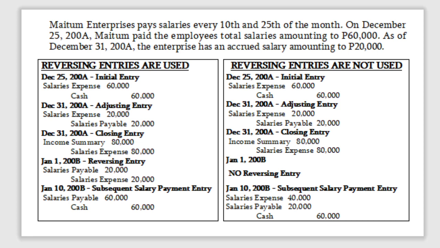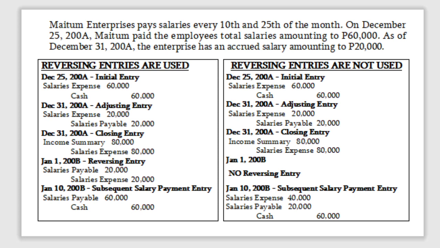So, Maitum Enterprises pays salaries every 10th and 25th of the month. December 25, 2008, Maitum pay the employees total salaries of 60,000. As of December 31, the enterprise has an accrued salary amounting to 20,000. So, dito, since 25th of the month, yung last na pagbayad nila ng salary sa mga employees nila, ibig sabihin, meron pang 5 days para sa buong 2008.